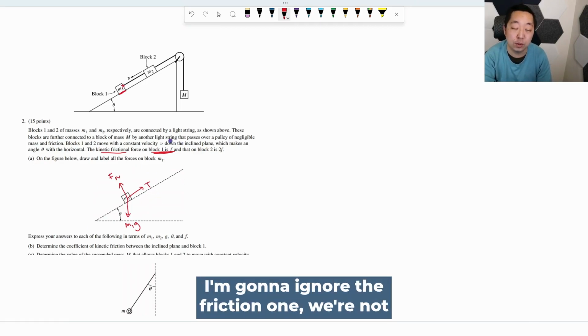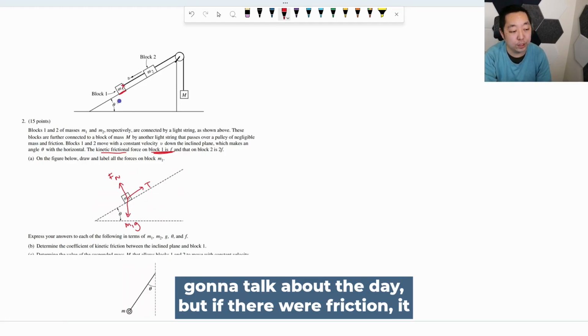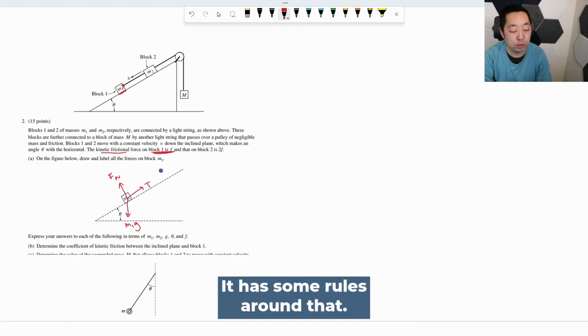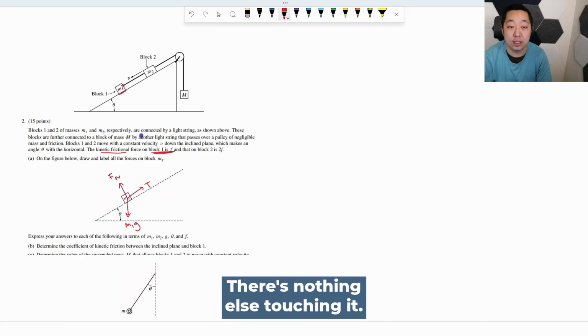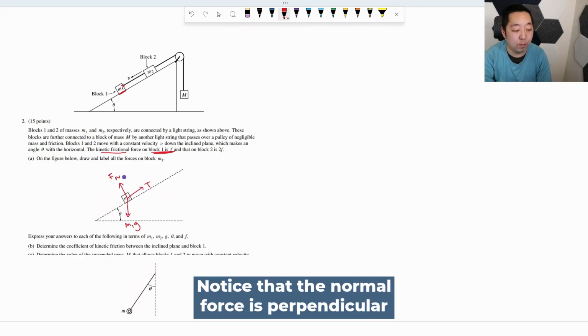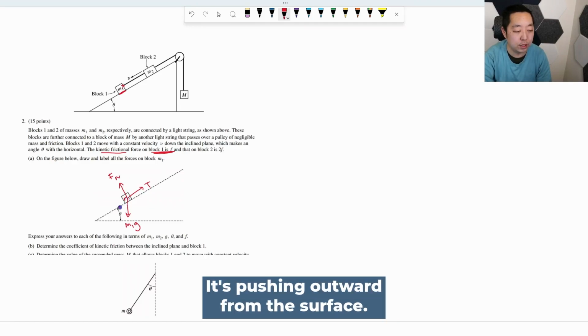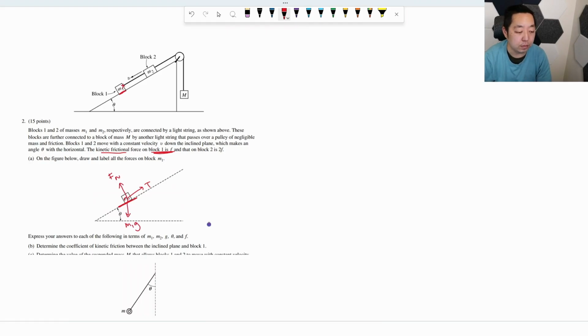I'm going to ignore the friction one. We're not going to talk about it today. But if there were friction, it would oppose the motion. It has some rules around that. That's the free body diagram for that block. There's nothing else touching it. Notice that the normal force is perpendicular to the surface. It's pushing outward from the surface. That's why it points in that direction.